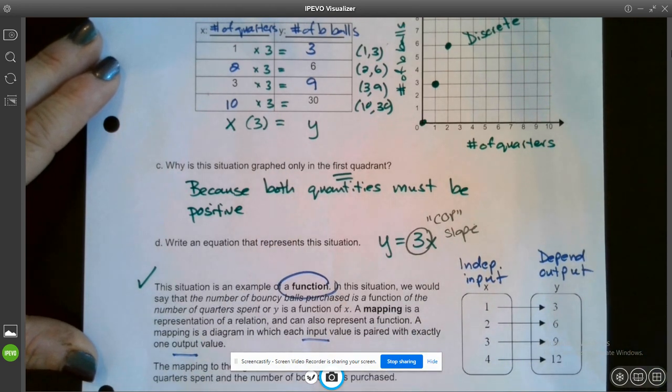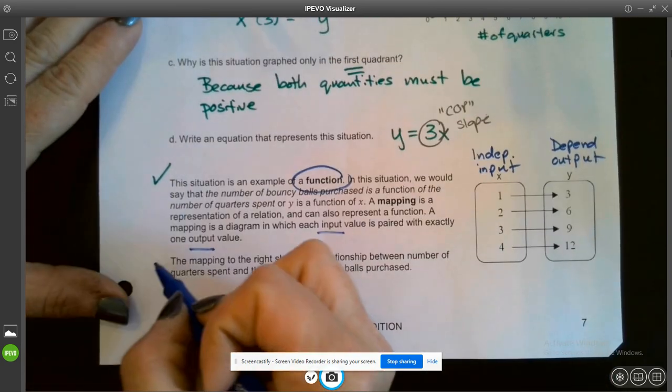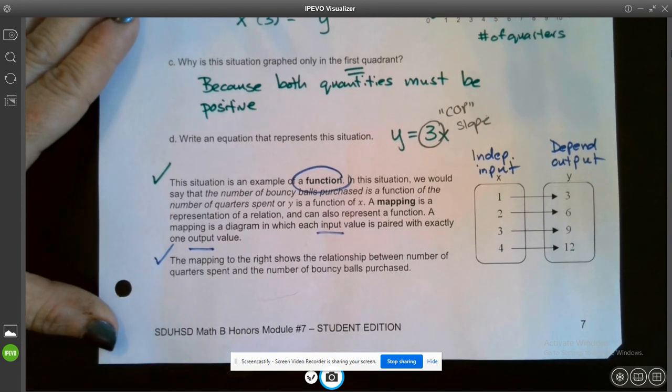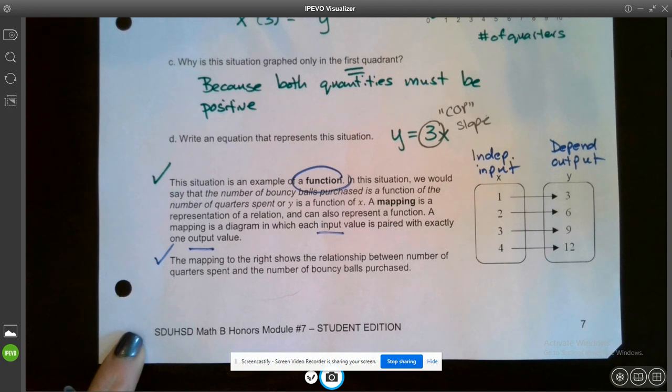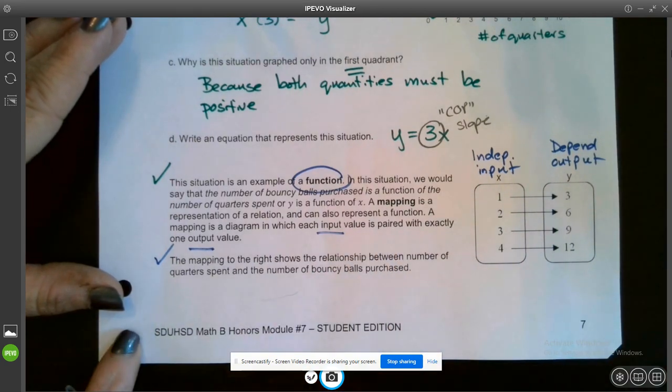So you might not have seen a mapping before. It's nothing to stress over. It's actually kind of fun, a couple of ovals, a couple of arrows. And again, the mapping to the right, I'm going to read right here, shows the relationship between the number of quarters spent and the number of bouncy balls purchased. So there is a lot of vocab on this page. The math wasn't too challenging, right? You already knew how to graph, you knew independent, dependent, but input, output might be new. And then also this idea of function and mapping.